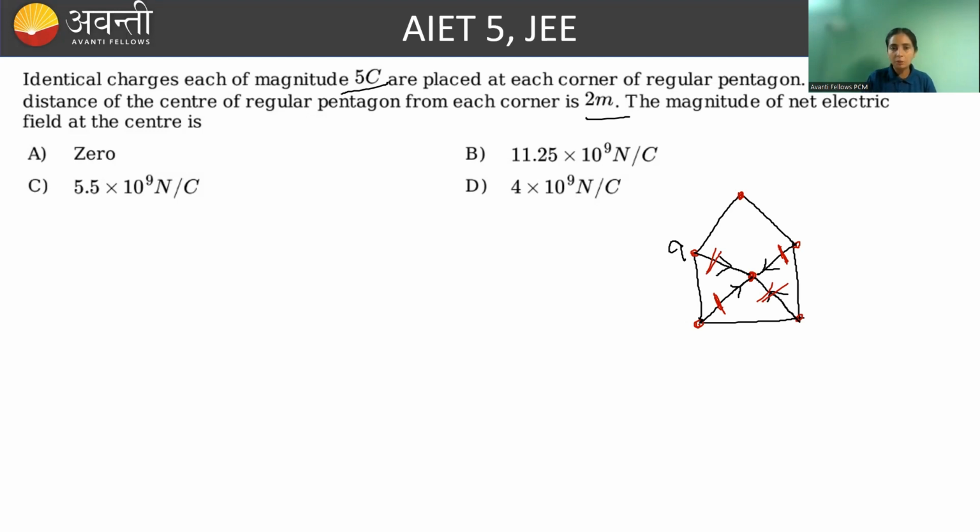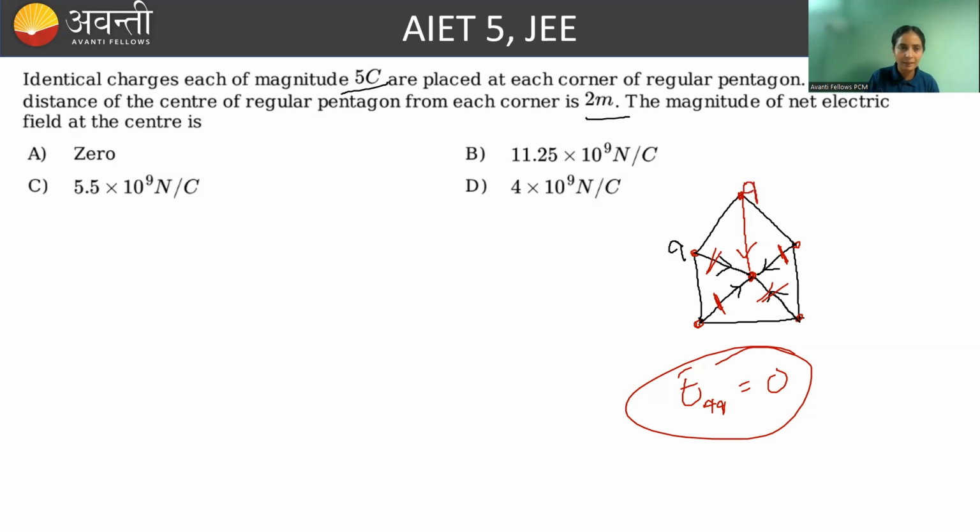So the electric field because of these four charges will be equal to what? 0. Now there is one charge remaining at the top vertex, and the electric field because of this will be this. So the net electric field will be in this direction, and that will be because of this charge.